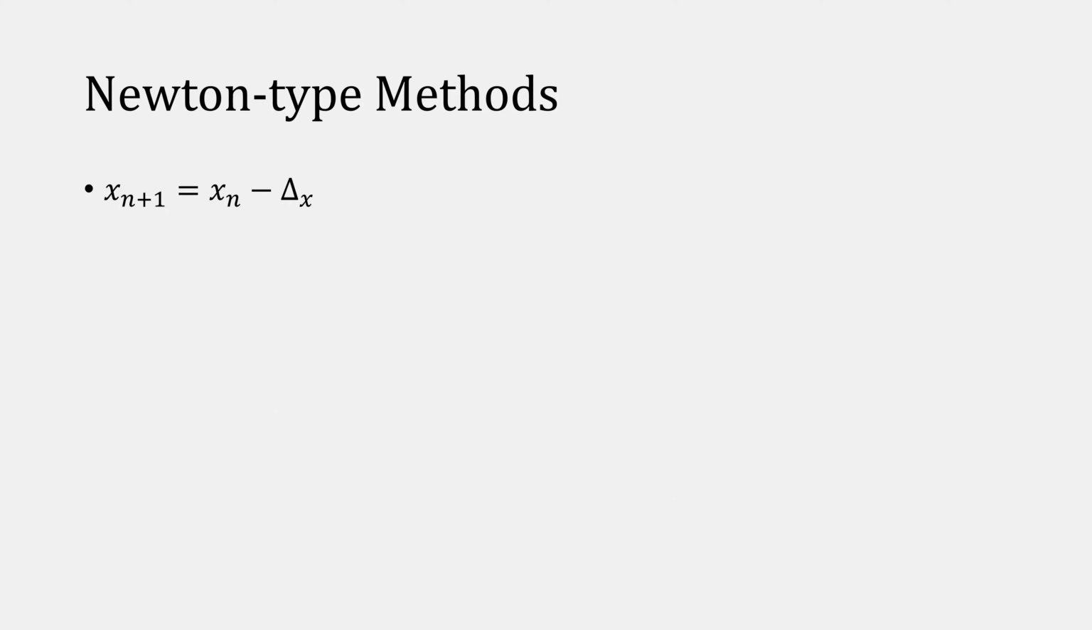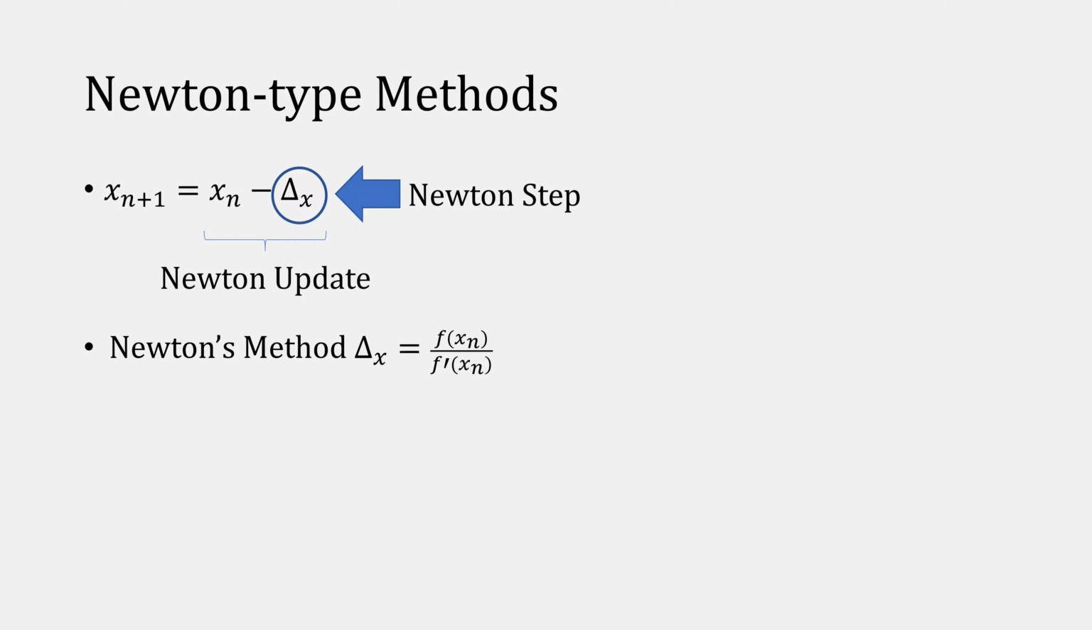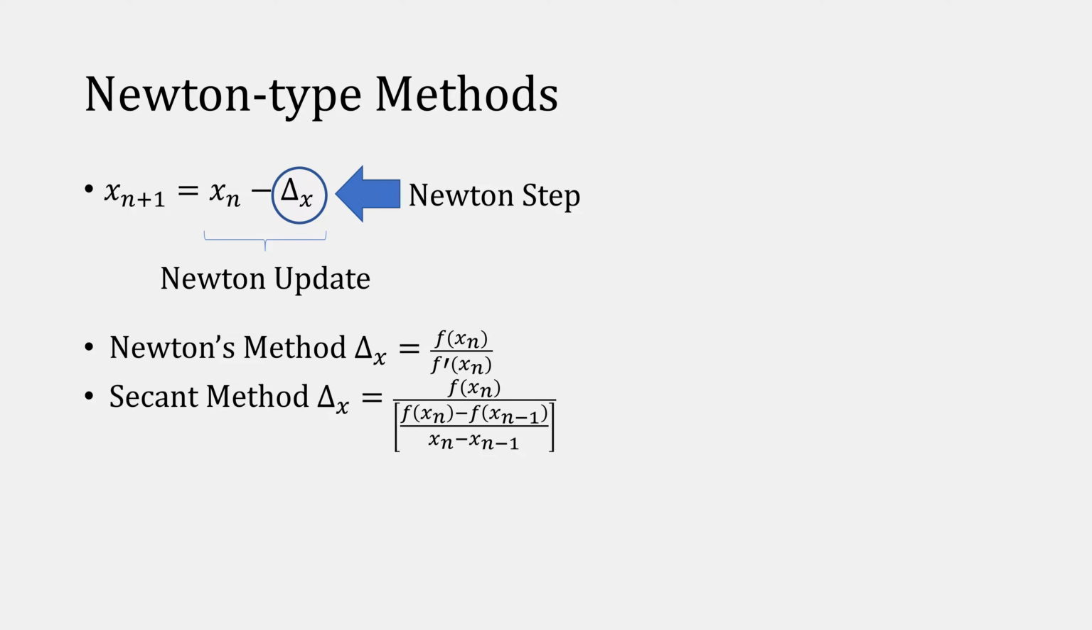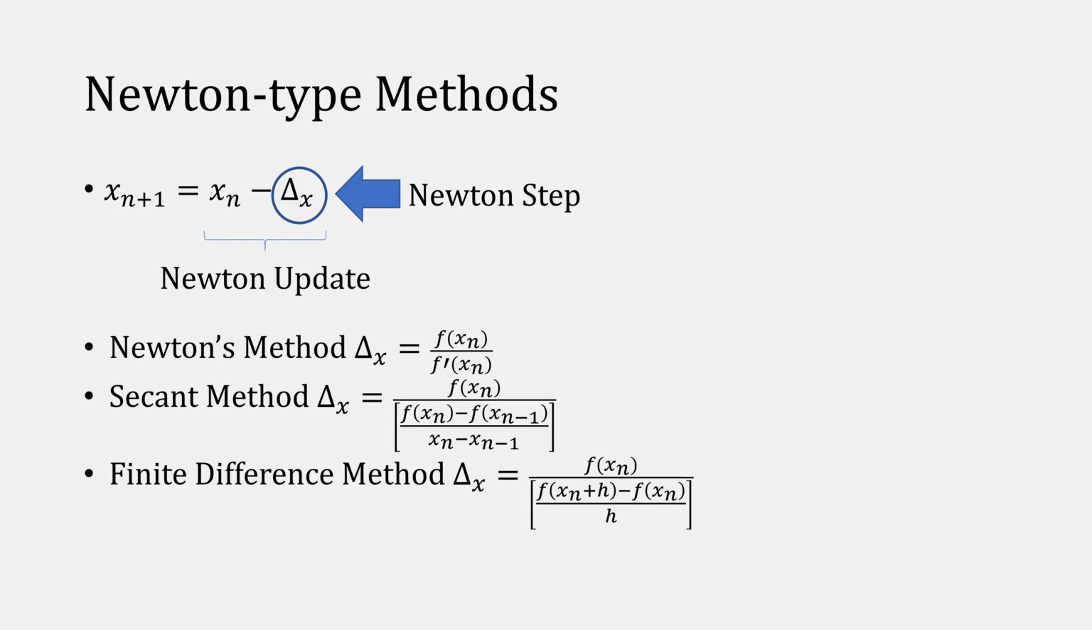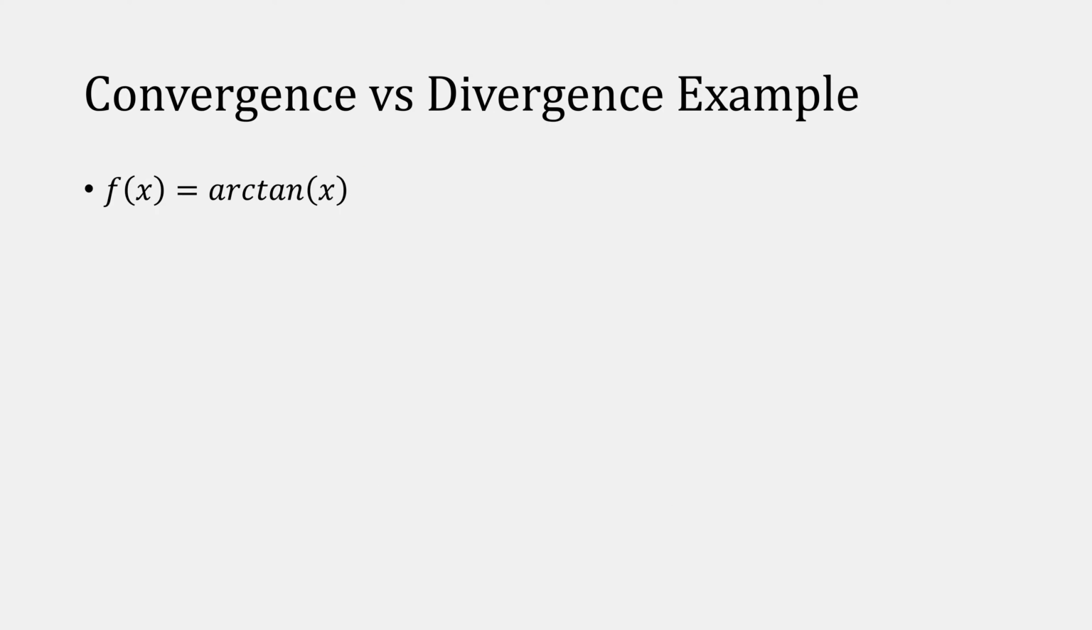Newton-type methods are root-finding approaches with this form, that have a Newton step and a Newton update. So Newton's method is a Newton-type method, but so are secant method and finite difference method. All of these you are interested in finding the interval of convergence for. Let's look at an example of a function both converging and diverging when we try to find the root.